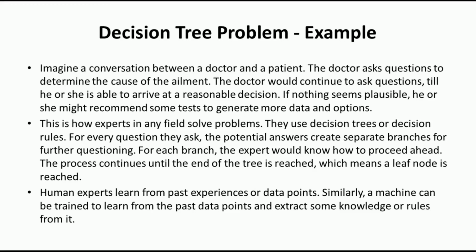Human experts learn from past experiences or data points. Similarly, a machine can be trained to learn from past experiences and extract some knowledge or rules from it. That is how machine learning works. As human experts ask questions and learn from past experiences or data points, similarly we can train machines using past data points and extract some knowledge or rules from it.